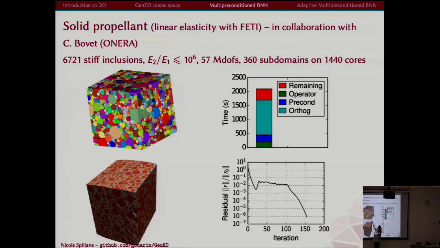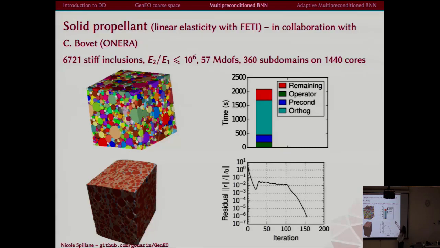So these spheres here are all little spheres of solid propellant. So they all have different properties. And then he solves the problem with multi-preconditioned PETSc. This is the convergence curve that he got. So there's nothing to compare it against because it's a case that simply didn't converge with the usual PETSc algorithm. Okay, so the multi-preconditioning really does help with robustness of domain decomposition.